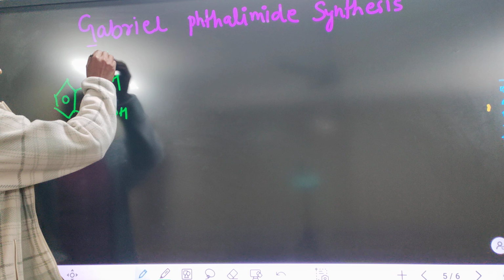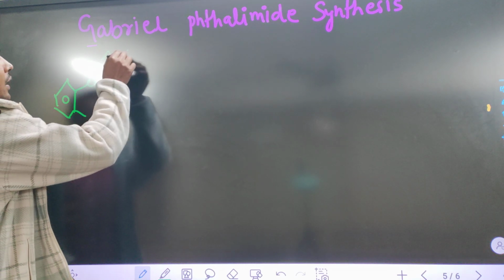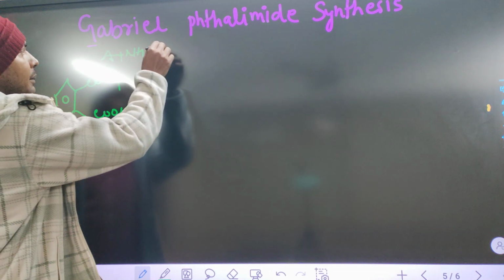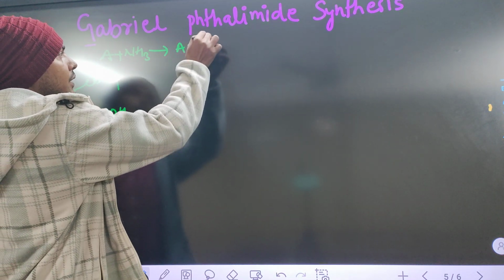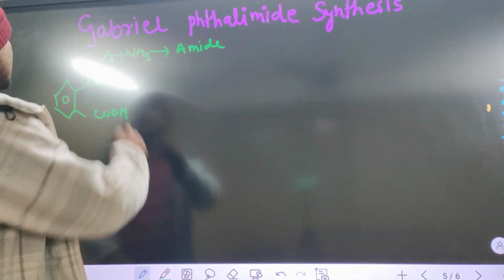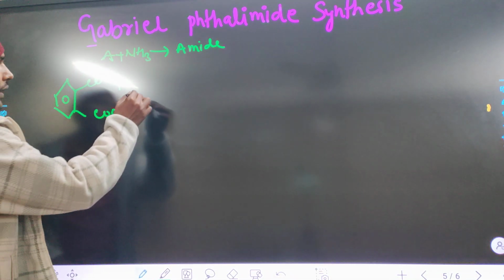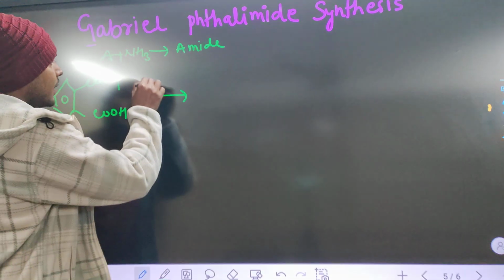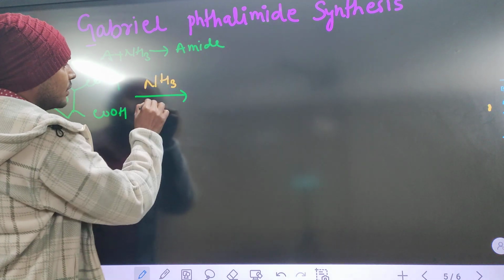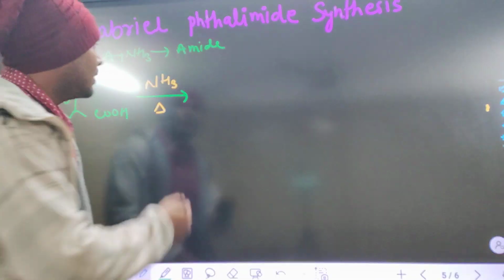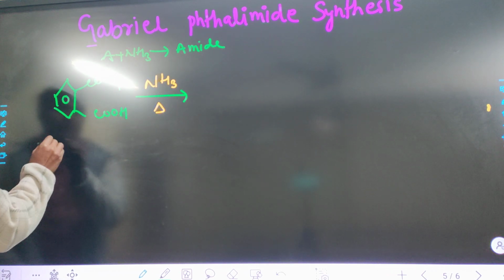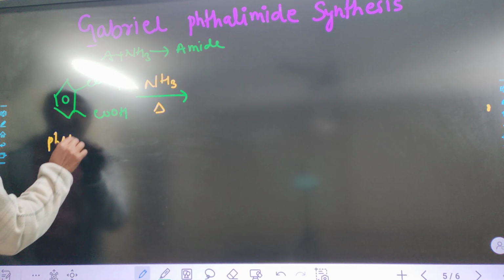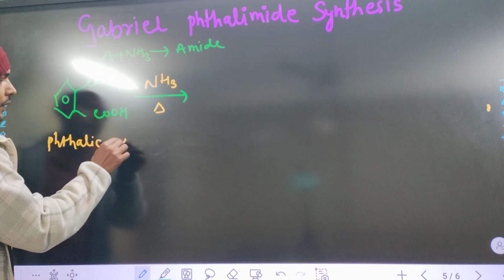Phthalimide, amide. What is happening here? When an acid reacts with ammonia, it forms an amide. The same reaction is going to take place here, so concentrate. Now we are writing here ammonia in the presence of heat, or we can say that we are heating phthalic acid in the presence of ammonia. This is the sign of heat, and we write the name of this acid: phthalic acid.